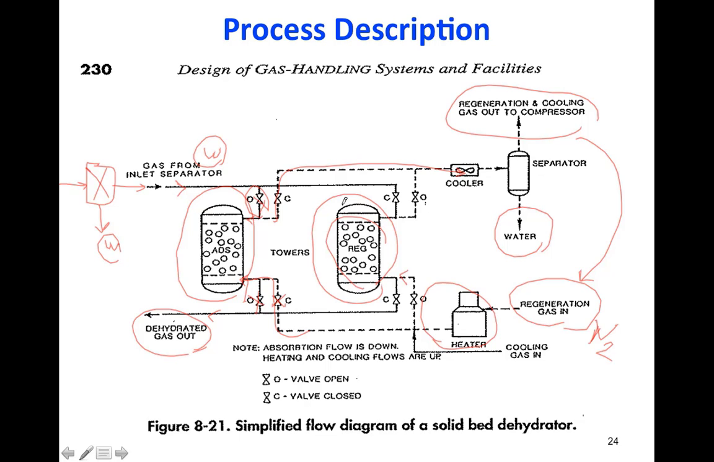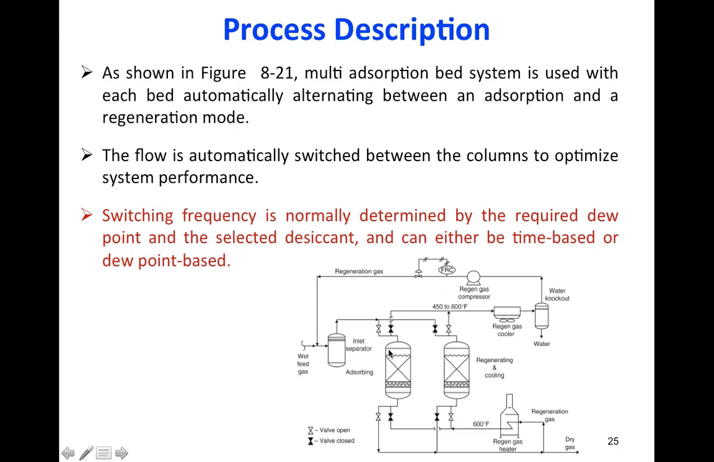So this cycle continues all the time, 24 hours, 7 days a week, and the two columns work together simultaneously. Once this one is used as the adsorbent, the other is the regenerator, and then they swap, so this one is the regenerator and the other is the adsorbent. Okay, this is how this unit works. So we saw how these columns work.